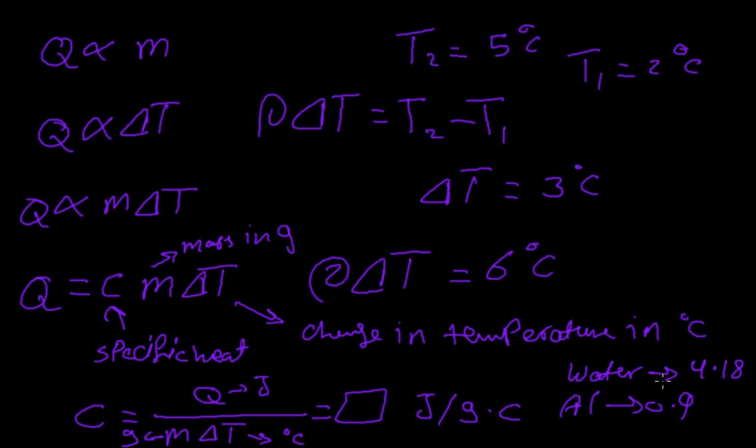What does it mean then? As you can see here, the specific heat of water is higher than the specific heat of aluminum. That means when you try to increase the temperature of water by 1 degree Celsius, you will have to introduce more energy, or more quantity of heat, in comparison to aluminum, where it will need less quantity of heat to raise 1 gram of aluminum by 1 degree Celsius.